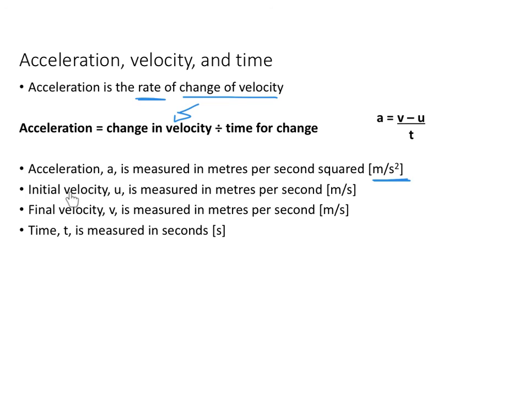We have our initial velocity u and final velocity v. To work out the change, sometimes what we're left with is a negative number, and that will give us a negative acceleration, meaning that the object is slowing down. When it's positive, it means it is speeding up.